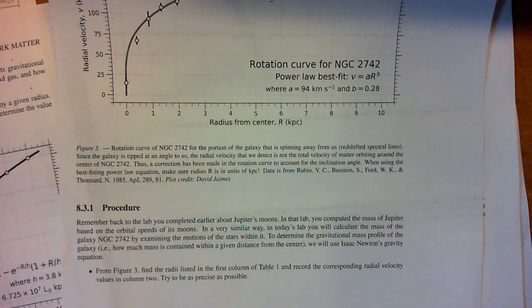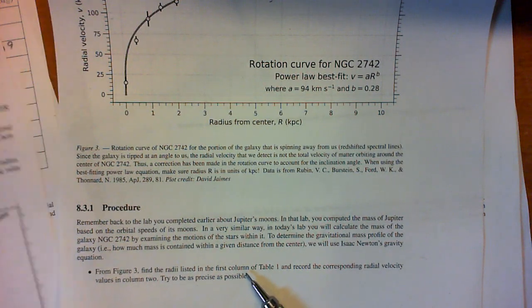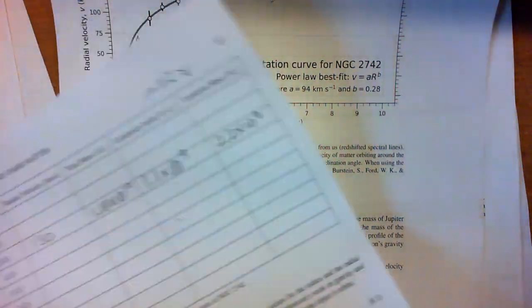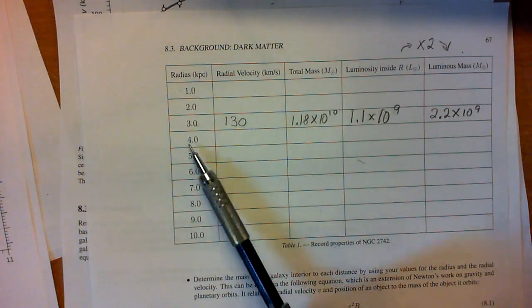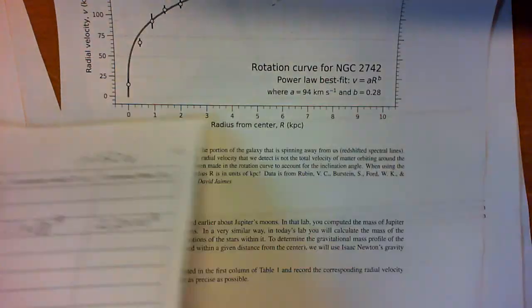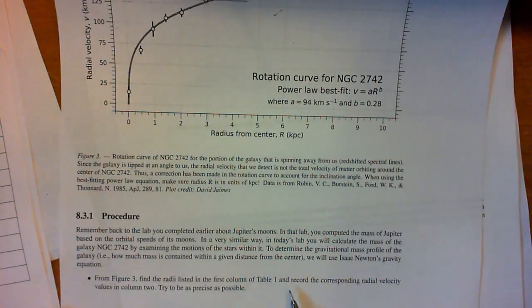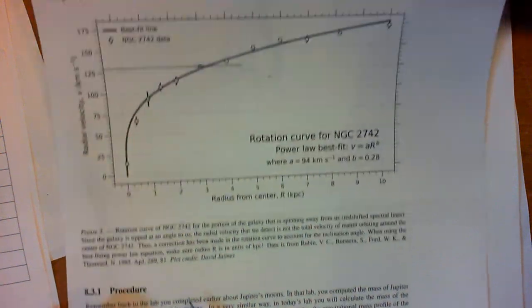Okay, so now that we understand the rotation curve, the first step is to find the radii listed in the first column of Table 1. So here is Table 1, and the radii are listed in the first column. And we are going to record the corresponding radial velocity values in column 2. Try to be as precise as possible.